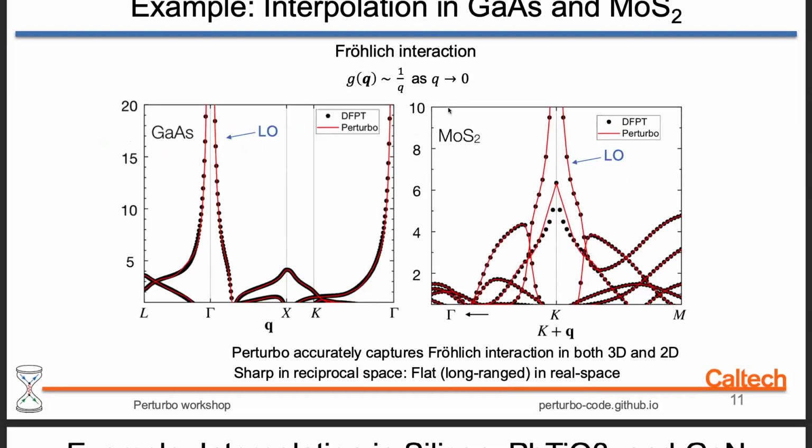Here is an example of this in gallium arsenide and molybdenum sulfide. You can see both of these have long range or longitudinal optical polar phonon modes that diverge at Q going to gamma. The treatment of the long range part essentially captures this very well. And it also captures the other Q points well because it has the short range part as well.